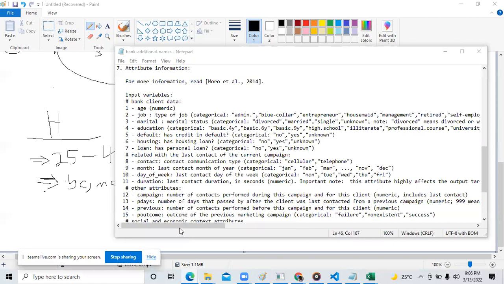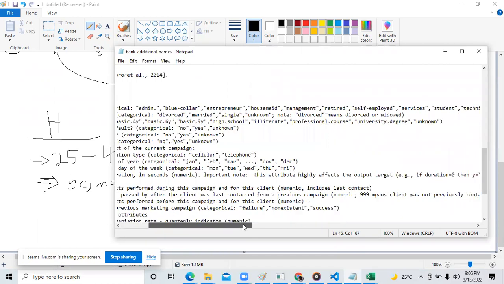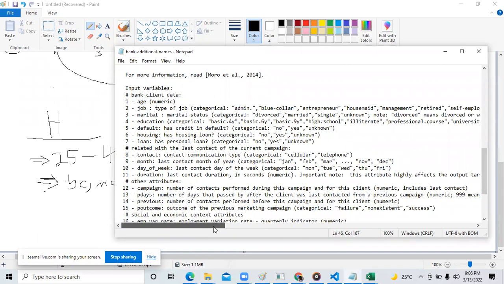Marital status. How does marital status affect ability to deposit money? Divorced people, married people, single people, unknown, right? They said no, divorce means widowed or divorced. I feel like I really don't have an idea. I really don't have an idea what to say about marital status. So let me just leave it.